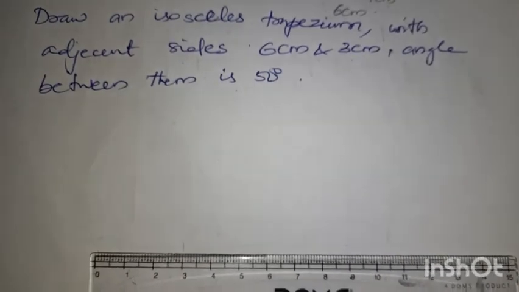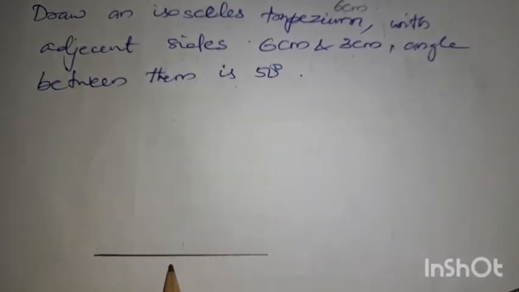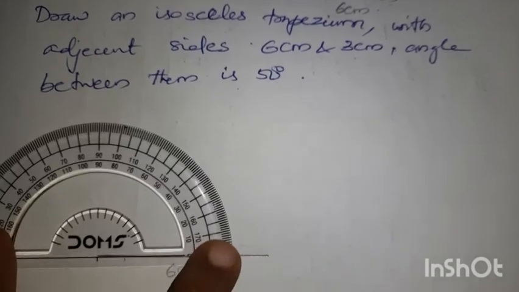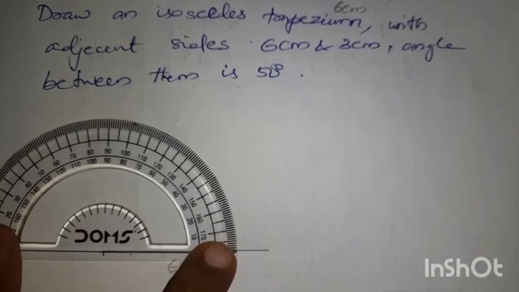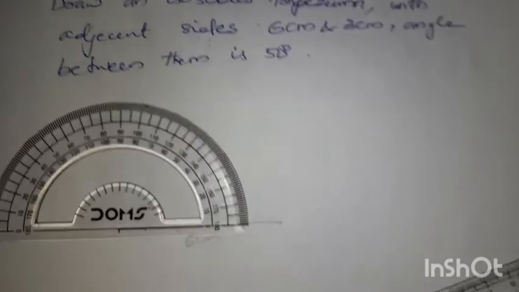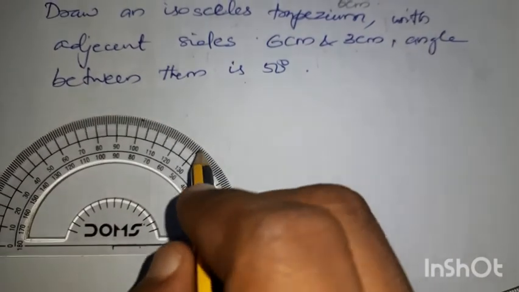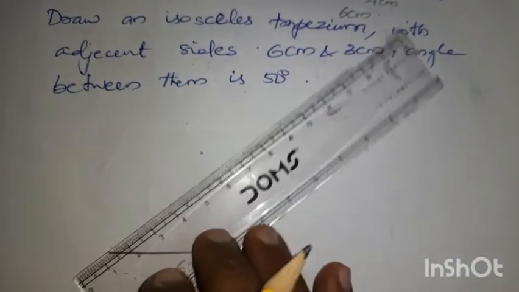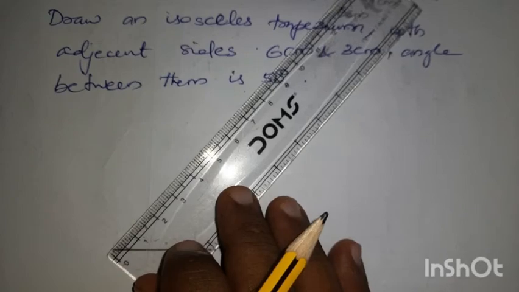So draw a 6 centimeter line first. Then using a protractor, mark 50 degree. Then draw a 3 centimeter line from here.